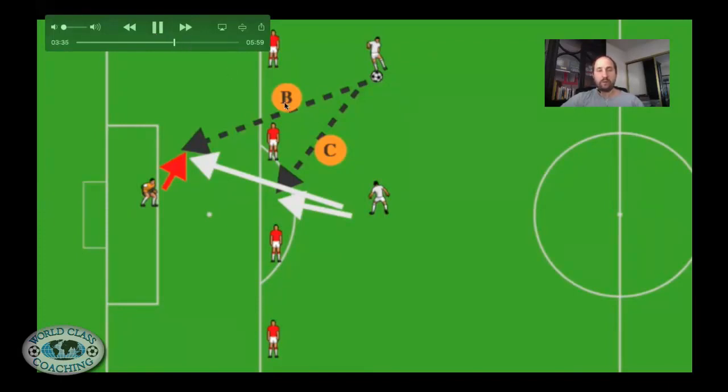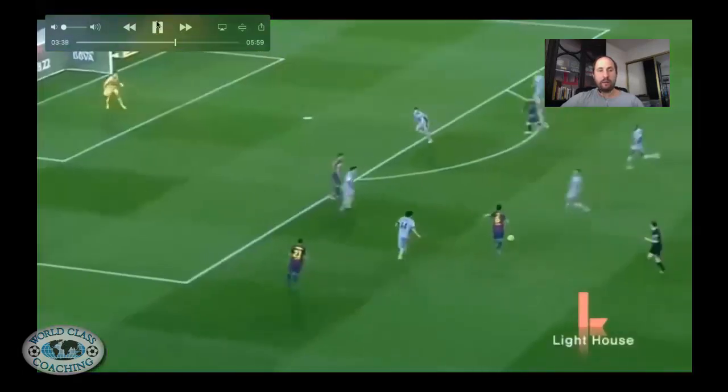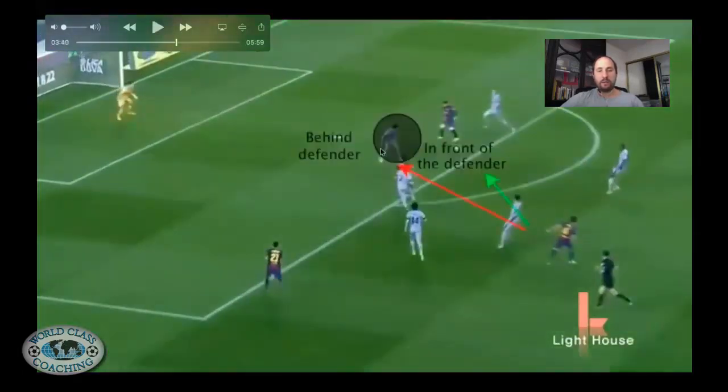So B would be the through ball and C would be the diagonal ball. So look at this one here. If the ball is played behind the defender, right? This is the closest defender. Probably there would not be space because the goalkeeper could come in here. Instead, the defender is afraid of this ball in behind, so they find space to play this ball in front of the defender.